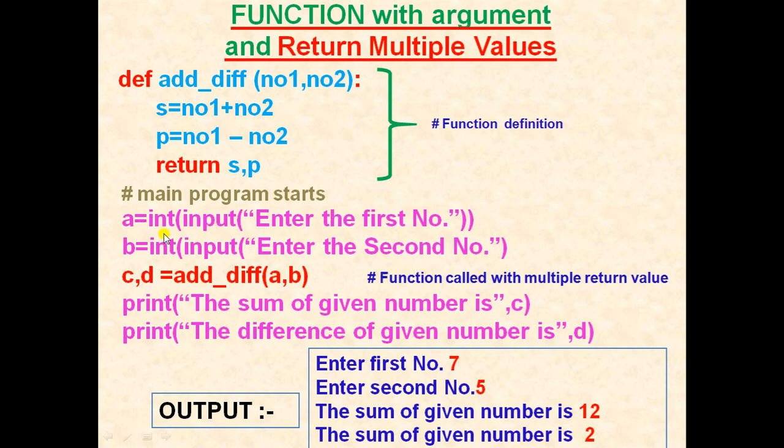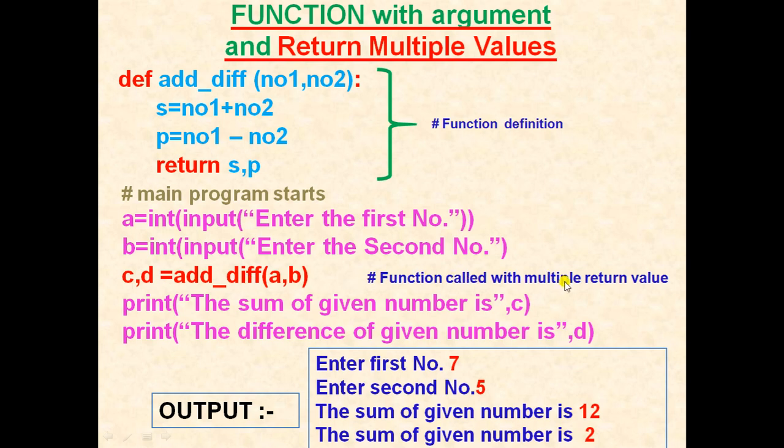Now in the main program we have to enter two numbers, a and b, and call the particular function. The function is called here, and whatever numbers a and b are given are assigned to that function's parameters. The whole calculation is performed as per the definition of that function, and it returns the values s and p. In s it is added, in p it is subtracted. Then we can assign these two values.